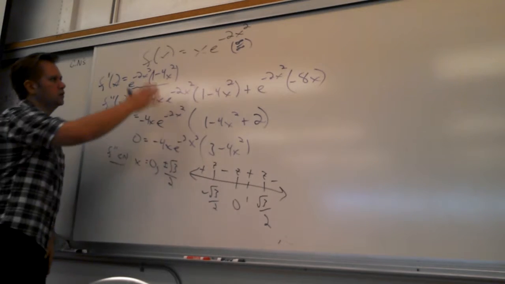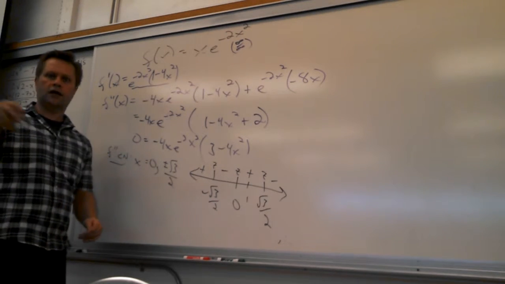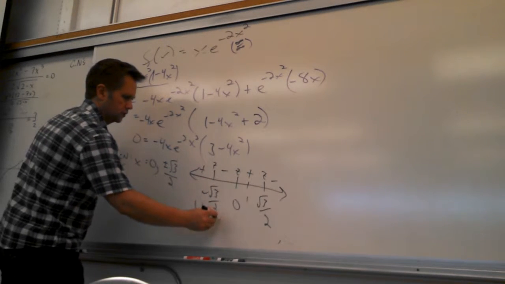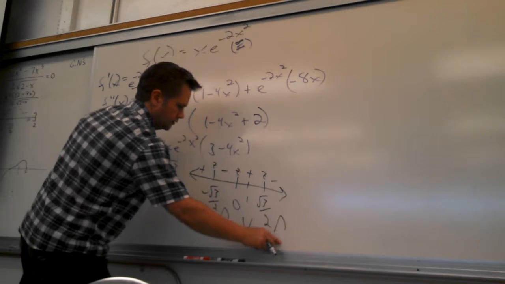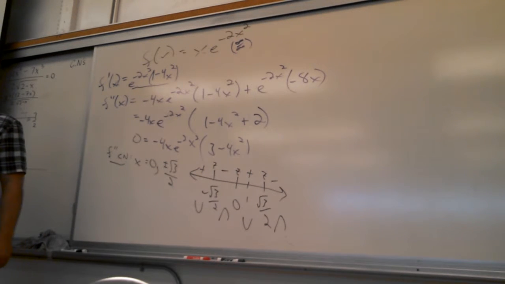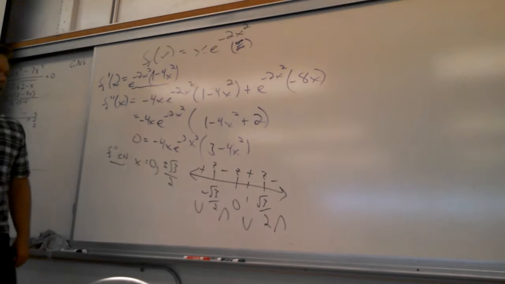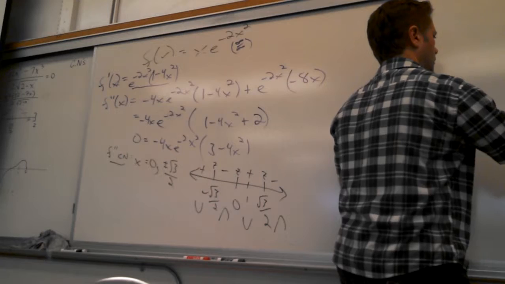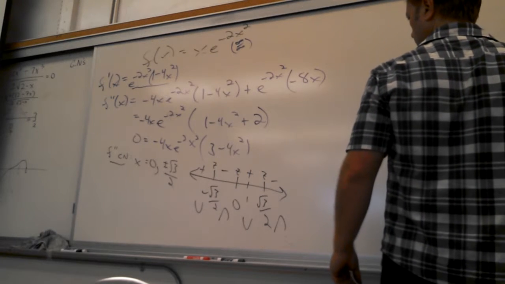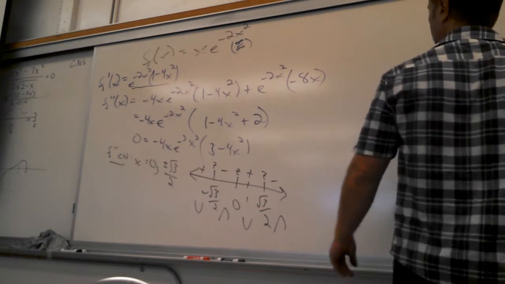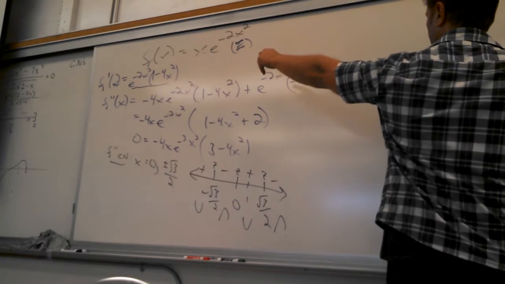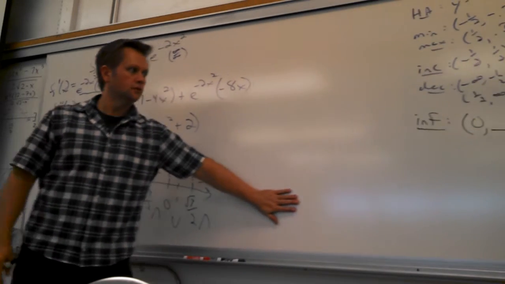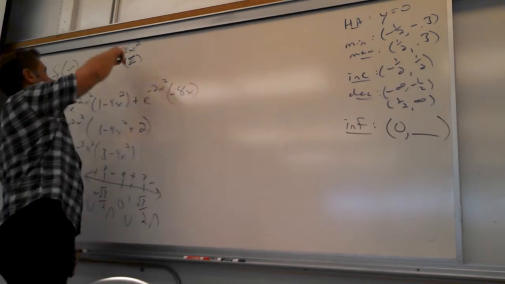So real quick, underneath here, I didn't do this for the first derivative. I could have done a little rough sketch, but what's the concavity here? Up, up, down, down, up, up, down, down. All right. So then I can say there are inflection points where? At 0, and at rad 3 over 2. It's an inflection point, right? 0, 0.